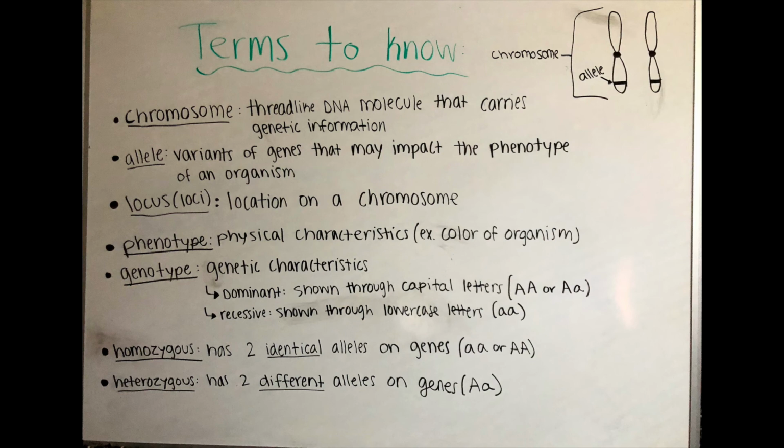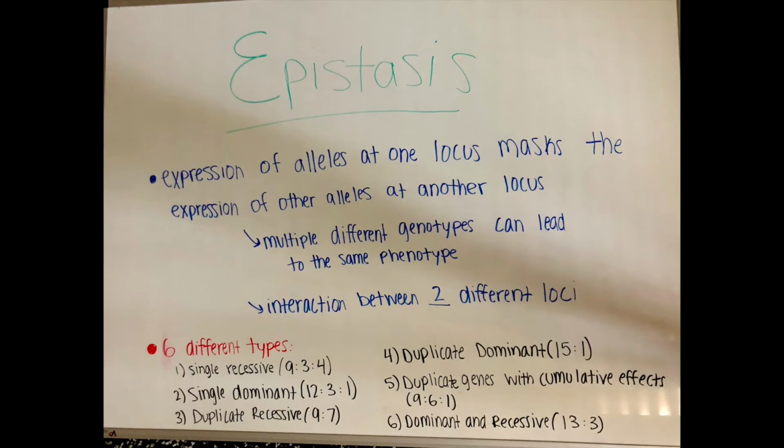Homozygous has two identical alleles on genes such as big A, big A, or little a, little a. Heterozygous ones have two different alleles on genes such as big A, little a. Next, I would like to go over what epistasis is. It is when the expression of alleles at one locus masks the expression of other alleles at another locus.